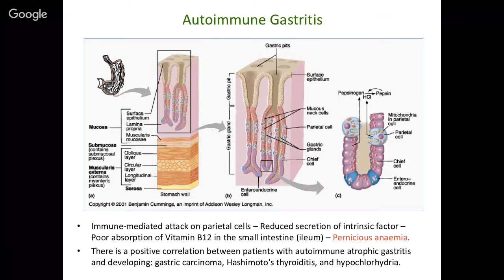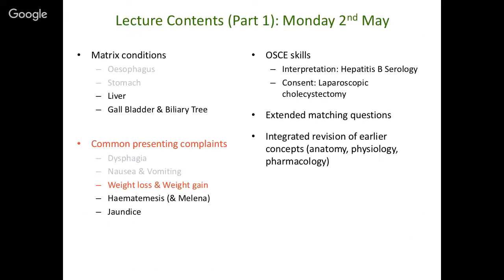If I was at Monash and I was writing an exam question about autoimmune gastritis, I'd probably put in the patient's past medical history that the patient has other autoimmune conditions. It's a known fact that if you have one autoimmune condition, you're more likely to have others. So there seems to be some kind of correlation between a few other autoimmune conditions which are listed on the slide as well. So that's the stomach.